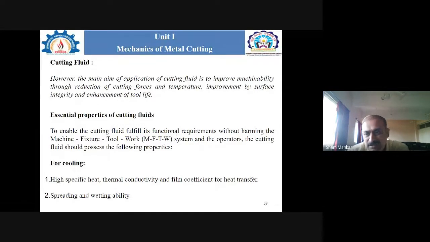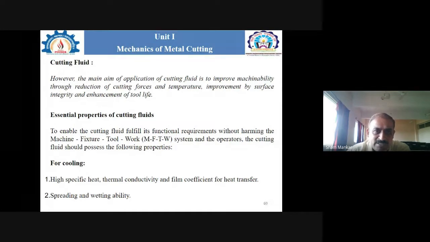Now see, this is the term machinability. When we separate the term, it is machine and ability. So we can simply define machinability as the ability of the workpiece material to get machined into the required shape. That is the simple definition of machinability. That's why it is mentioned here that the main aim of using cutting fluids is to improve the machinability.